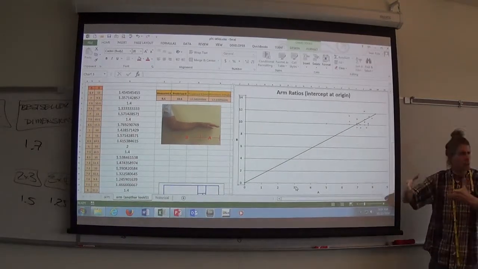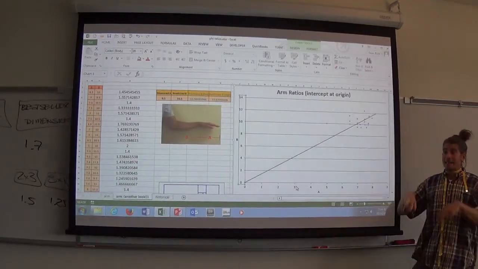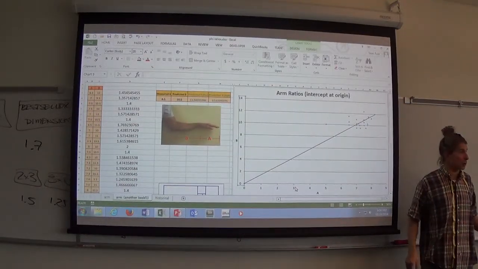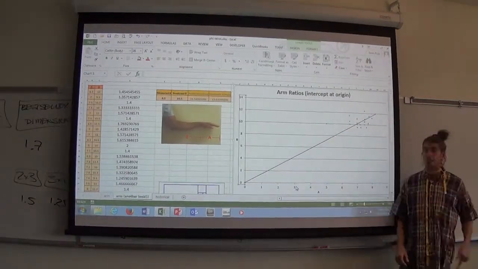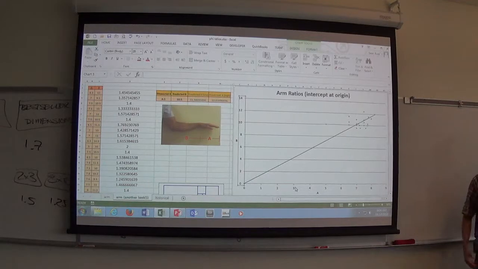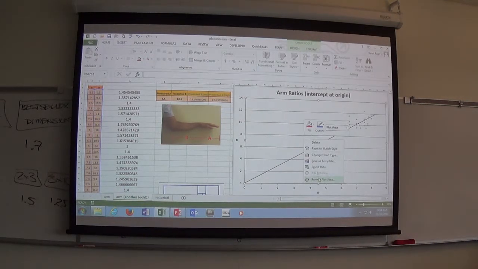But remember the idea of residuals? These are all off a little bit. That line is the least off of all possible lines we could have drawn. Like if we drew this one or this one, they'd all be off more. This is the least off line, the best fit line. Very, very good question.